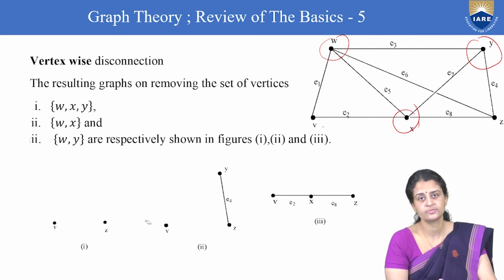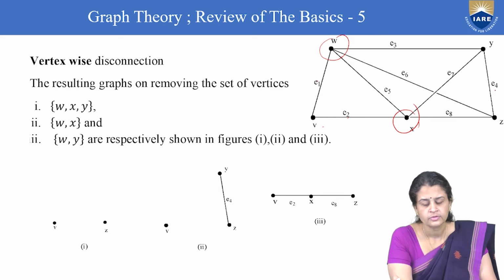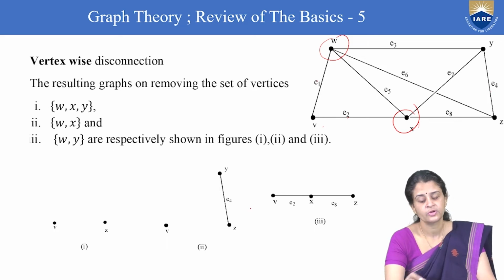When W and X are removed, what will happen? W and X removed means Y, Z and V will be there. But Y and Z are connected with an edge E4, so that edge will remain. Other edges are all incident with X and W, so all other edges will be deleted and what remains is the vertex V.